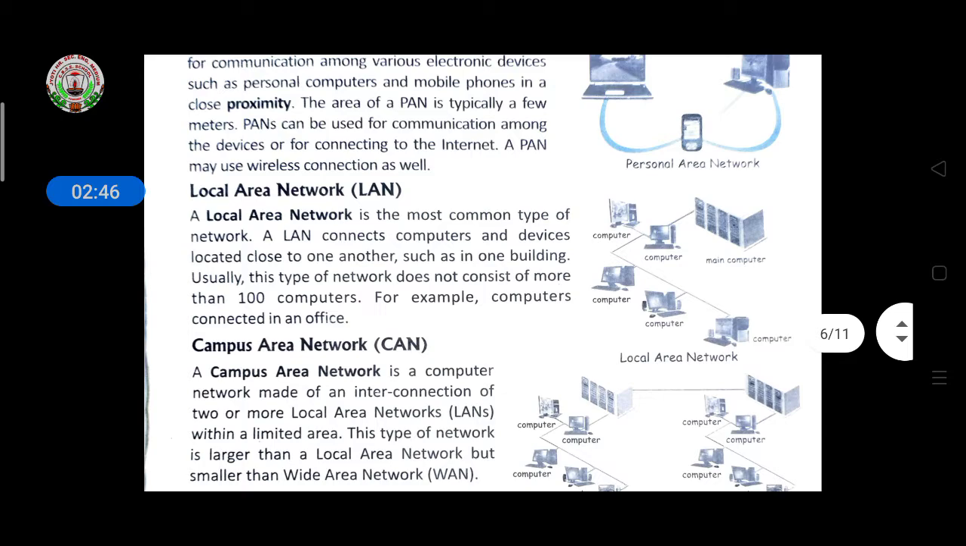See the picture: the mobile is connected with a laptop or a personal computer. Then the local area network is the most common type of network. A LAN connects computers and devices located close to one another, such as in a building. Usually this type of network does not consist of more than 100 computers. If you are configuring a LAN, you are not able to connect more than 100 computers. In a big room or big hall it is possible to connect all the computers.